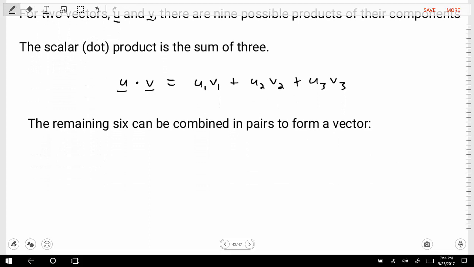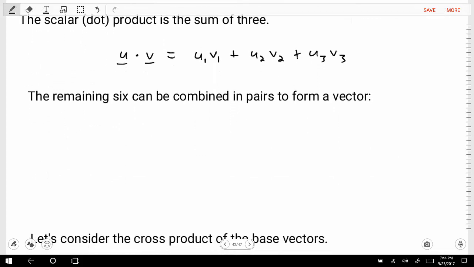Now our remaining 6 of the 9 terms can be combined in pairs to form a vector. And when we do that, we are performing the cross product, where the cross product of a vector u and vector v can be described in component notation as the u components, the e_i base vectors, cross the v components with base vectors e_j.